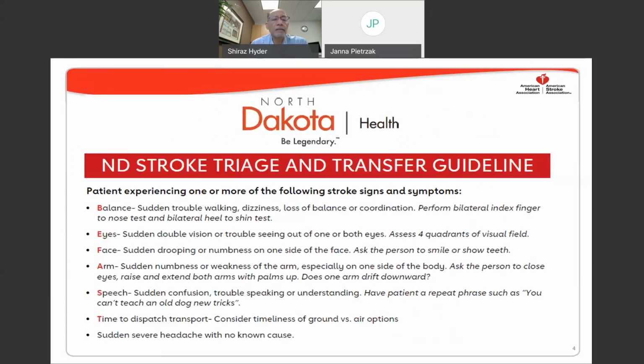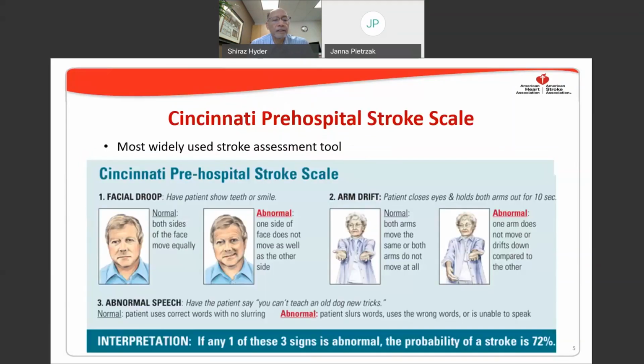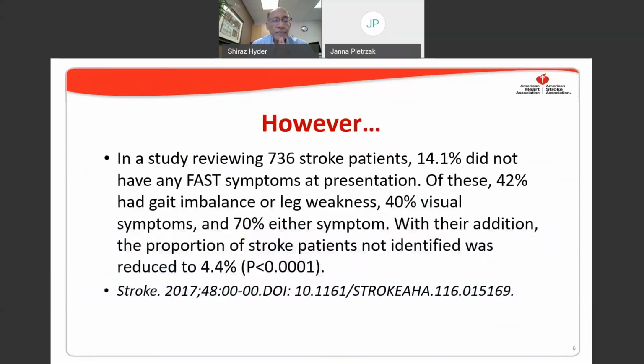So the first thing is we have all learned about FAST, F-A-S-T, or the Cincinnati Stroke Screen, where F stands for face, A for arm, and S for speech. However, as the previous slide shows, B and E have been added to FAST acronym, so it's become BE FAST or B FAST, where B stands for balance and E stands for eyes.